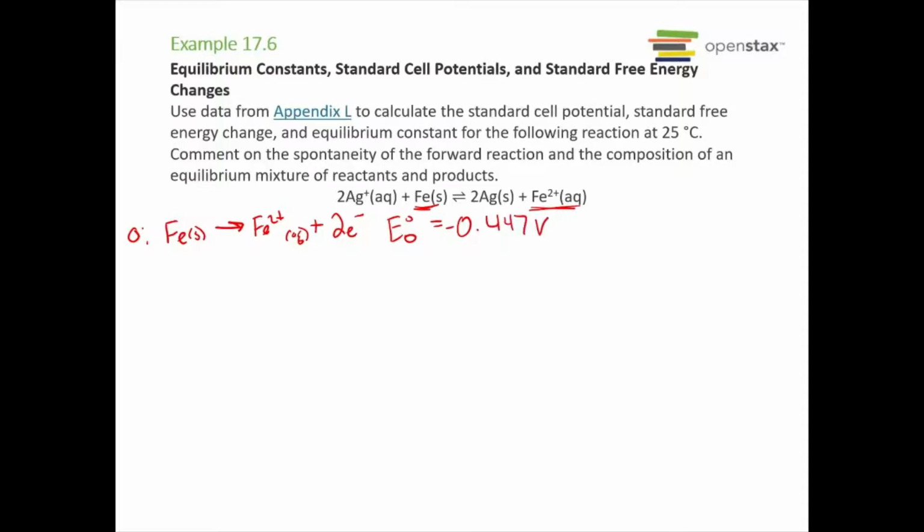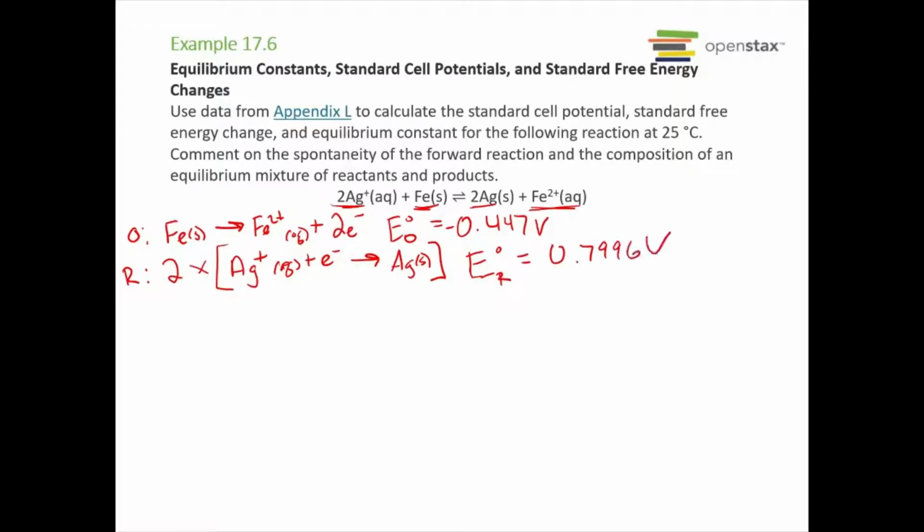0.447 volts. So then our cathode, which is where reduction is happening, we have 2, since there's that balance 2, times the whole thing, which is Ag+ aqueous plus an electron going to Ag solid. And so this potential is equal to 0.7996 volts.